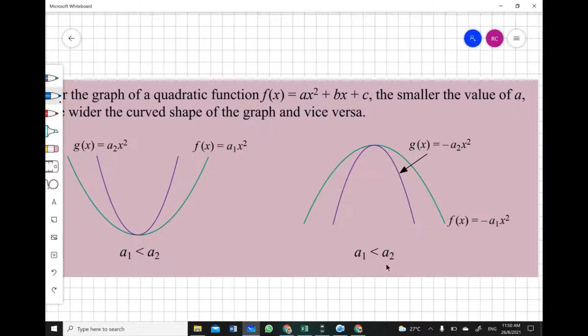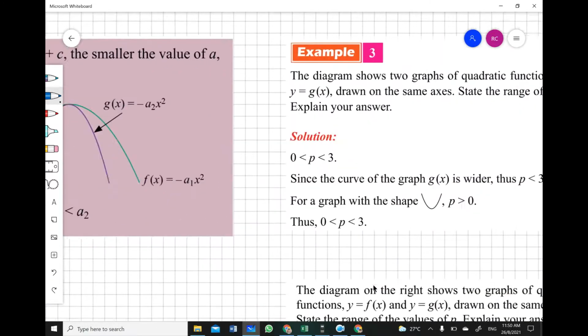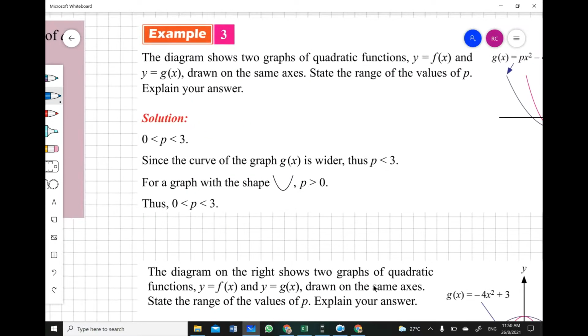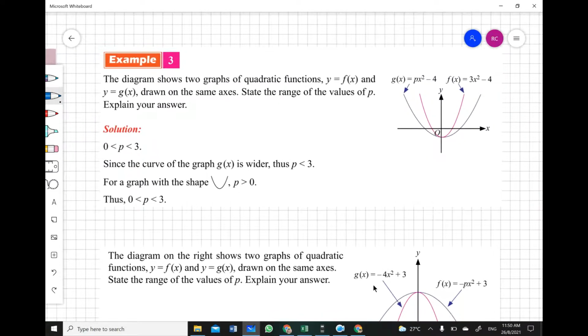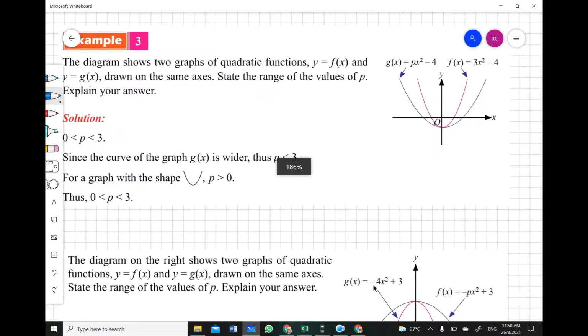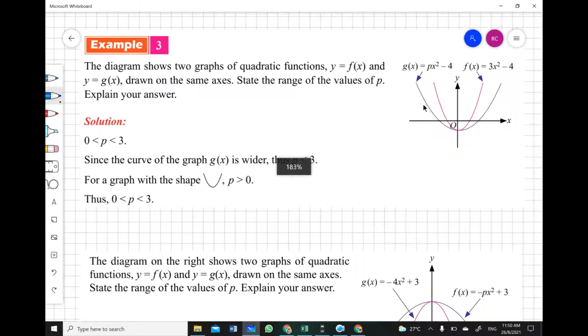So you can see they stated over here, A1 is less than A2. Okay, I carry on. Now we look at the example given also in your book here, just to refresh what you have learned last year. So you can see the example given. The graph, the diagram here, they have two quadratic functions. This is g(x), this is f(x).